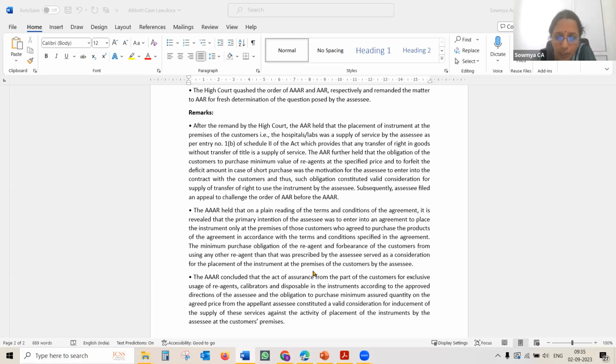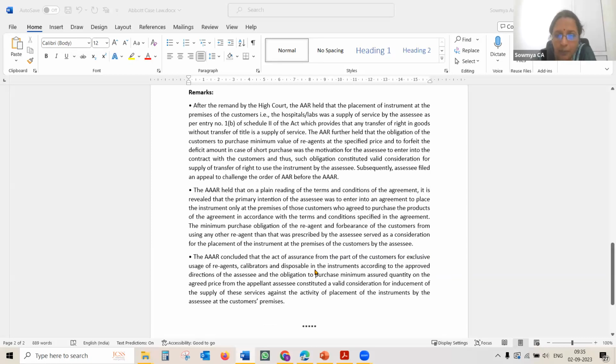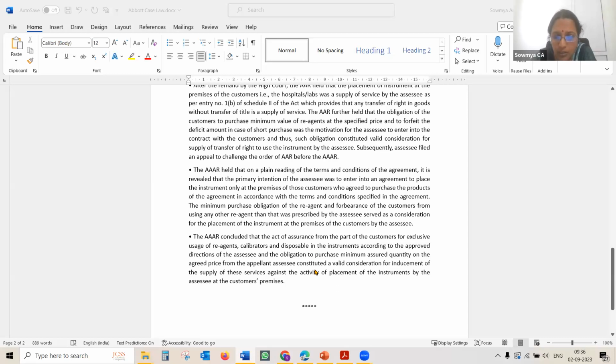The minimum purchase obligation of reagent and forbearance of the customers from using any reagent other than that prescribed by the assessee served as a consideration for the placement of the instrument at the premises of the customer by the assessee. The AAAR concluded that an assurance from the customers for exclusive use of reagents, calibrators, and disposables in the instrument according to the approved directions of the assessee, and an obligation to purchase a minimum assured quantity at the agreed price from the appellant, constitute a valid consideration for inducement of the supply against the activity of placement of the instrument by the assessee in the customer's premises.